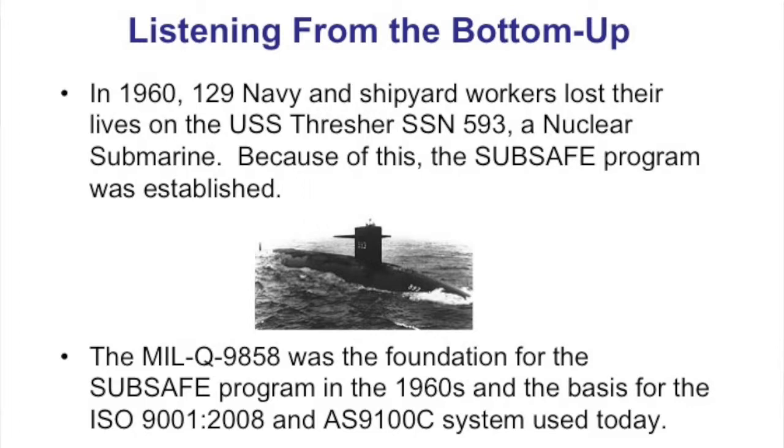I got involved in the 1960s with the MIL-Q 9858, and that was on the back of 129 Navy and shipyard workers losing their life on the USS Thresher. The USS Thresher was the SSN 593. If you looked it up, you'd see it was a nuclear submarine that sunk. And the reason it sunk was because the quality assurance was not what it was supposed to be.